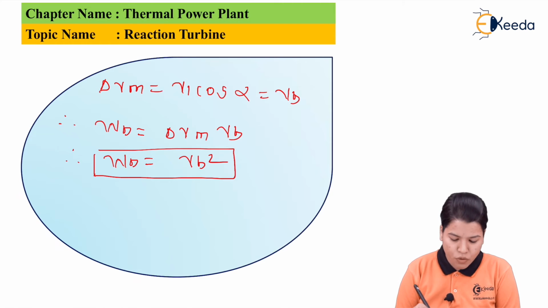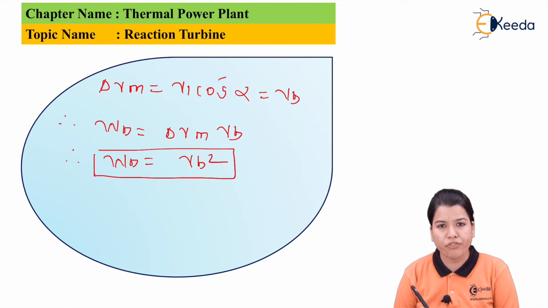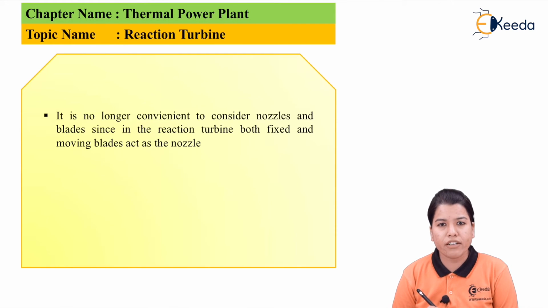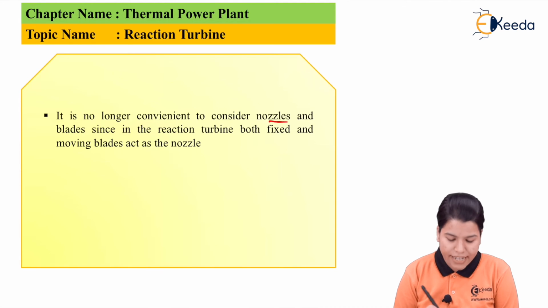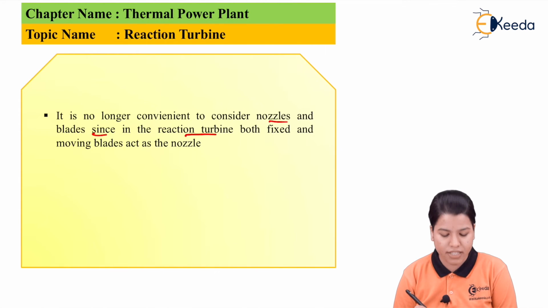So here we can see the velocity triangle. Delta Vm is equal to V1 cos of alpha, which is equal to Vb. Therefore, Wt is equal to delta Vm multiplied by Vb. Therefore, Wd is equal to Vb square. So we get the same equation from the diagram as well. Now it is no longer convenient to consider that nozzles and the blades are different, because in case of a reaction turbine, both the fixed as well as moving blades act as the nozzle.